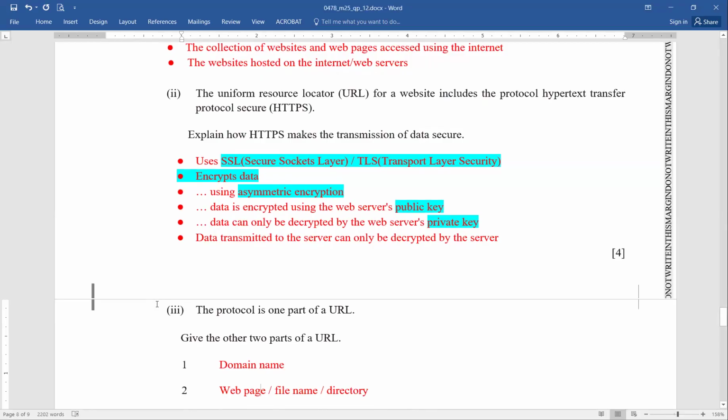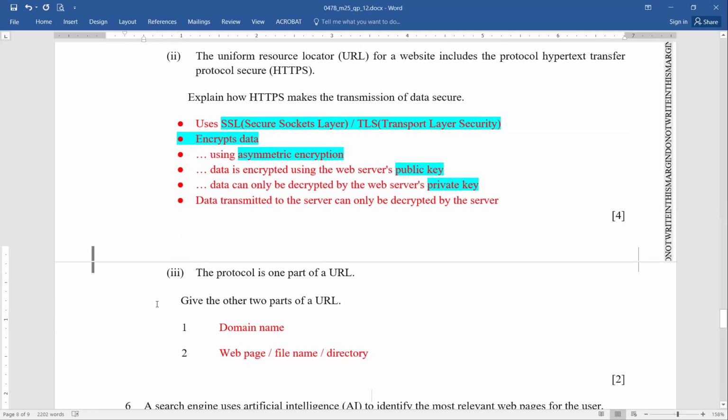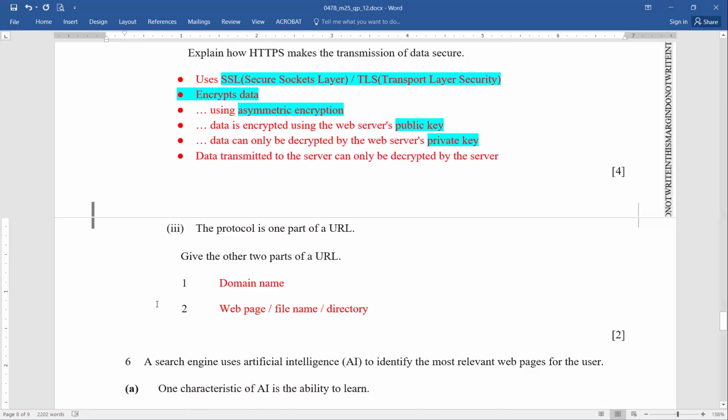And a student can write down web page name, a student can write down directory name. So basically, domain name is something that should be written by every child. And the second one is going to be either a web page or a file name or a directory name. So they all are the correct options. That's why they are written with a slash in between. Any questions?